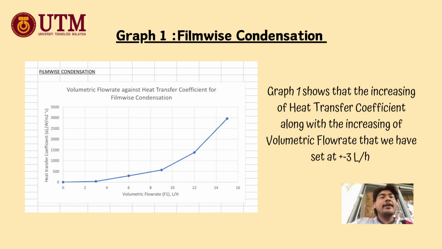This is Graph 1, film-wise condensation. We can see that Graph 1 shows the increase of the heat transfer coefficient along with the increase of the volumetric flow rate that we have set at plus or minus 3 liters per hour. This graph is the volumetric flow rate against heat transfer coefficient for film-wise condensation.